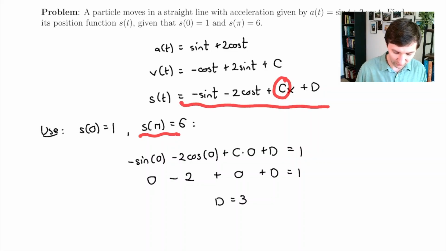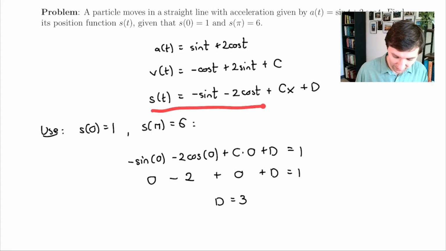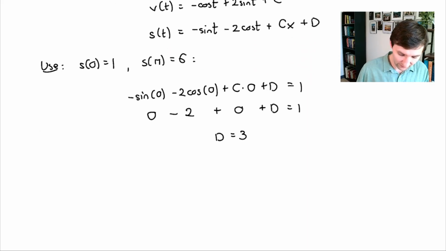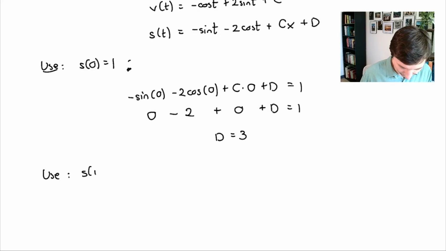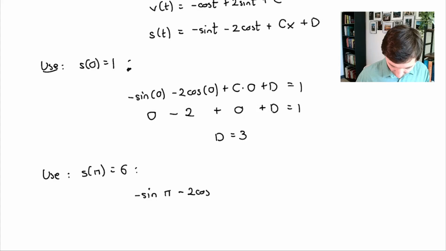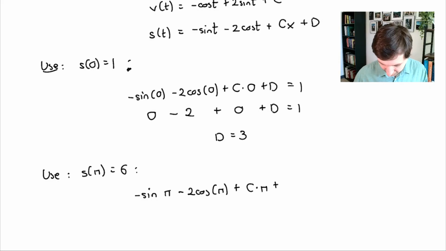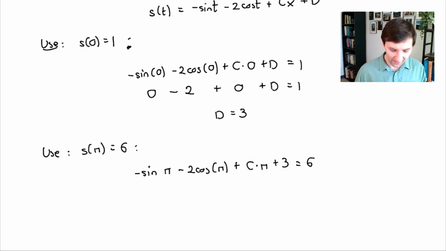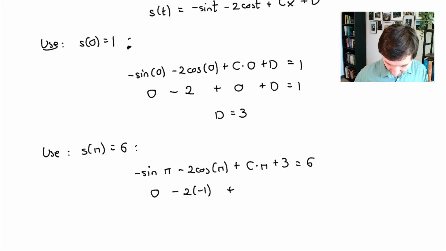I am plugging in pi to this expression, and I'm supposed to get 6. In here, I only used the fact that s of 0 is 1. Now I am going to use the fact that s of pi is 6. I plug it in, and I get negative sine of pi minus 2 cosine of pi plus c times pi. Instead of d, I can already write 3, so I will say plus 3. That must equal 6. Sine of pi is 0. Cosine of pi is negative 1. So I get negative 2 times negative 1 plus c times pi plus 3 equals 6.